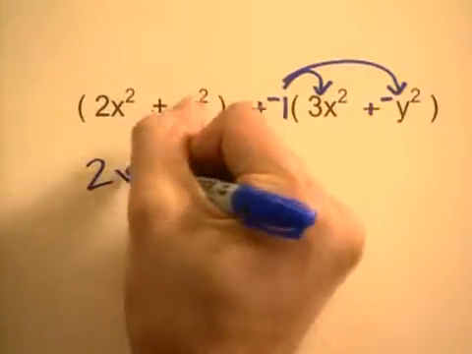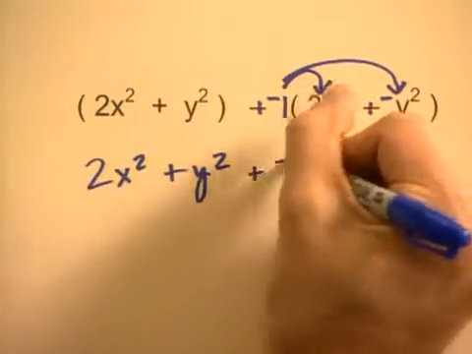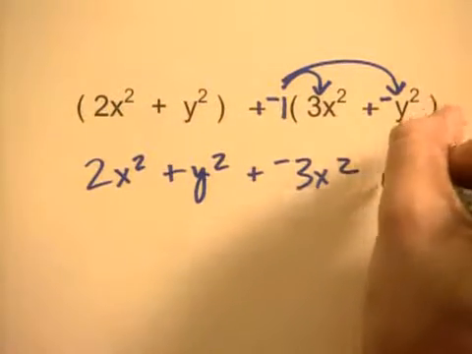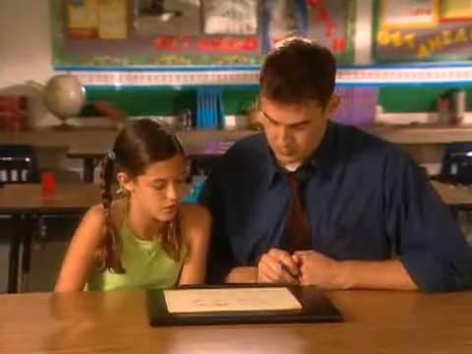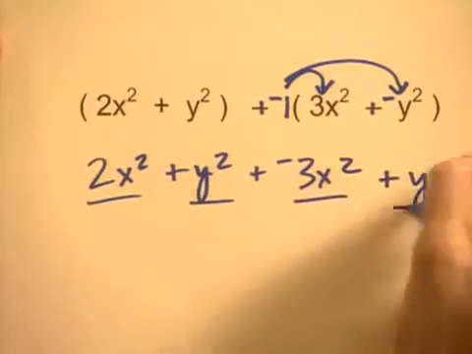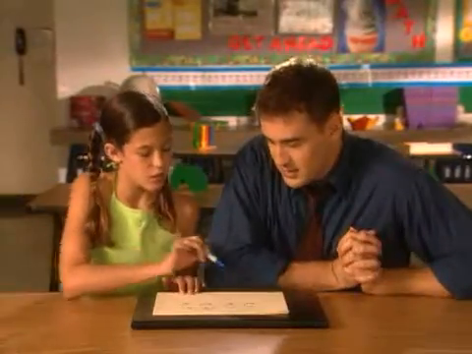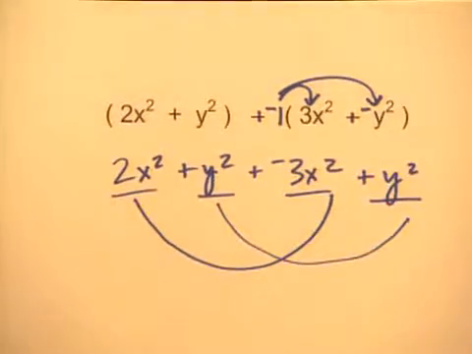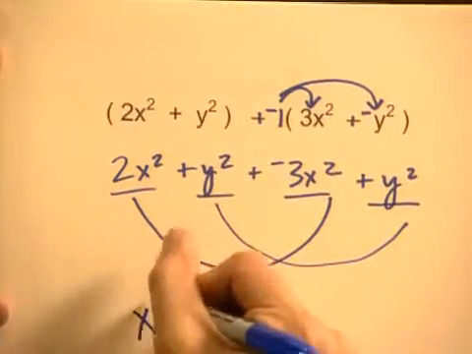So these guys stay the same, 2x squared plus y squared. This negative 1 times 3x squared is negative 3x squared. And negative 1 times negative y squared is positive y squared. Okay, Hannah, how many terms do we have? We have 4. 4 terms. Which ones are alike? You want to draw the lines? Connect them? 2x squared is like negative 3x squared. Right. And y squared is like y squared. Right. Okay, so what is 2x squared plus negative 3x squared? X squared. Negative x squared.